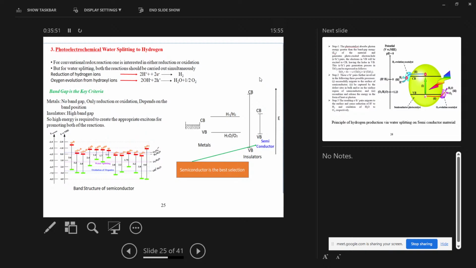If you see how it is going to be useful, the water is split into two parts. Hydrogen is evolved, along with electrons, or you can say holes and electrons. This is called the reduction of the hydrogen ions, and in the oxidation reaction we have hydroxyl ions, which are converted, and the OH is called the hole.